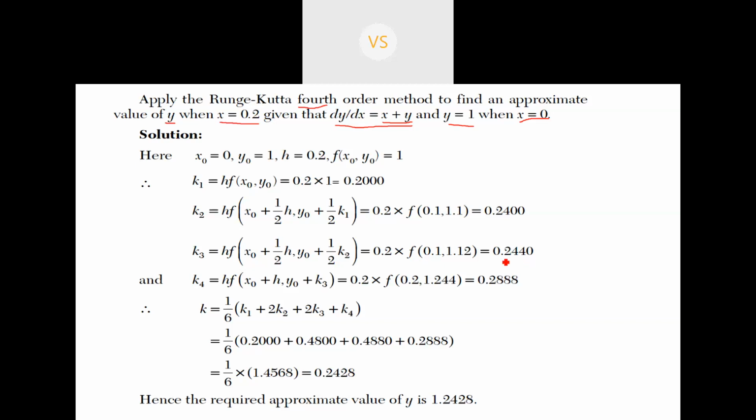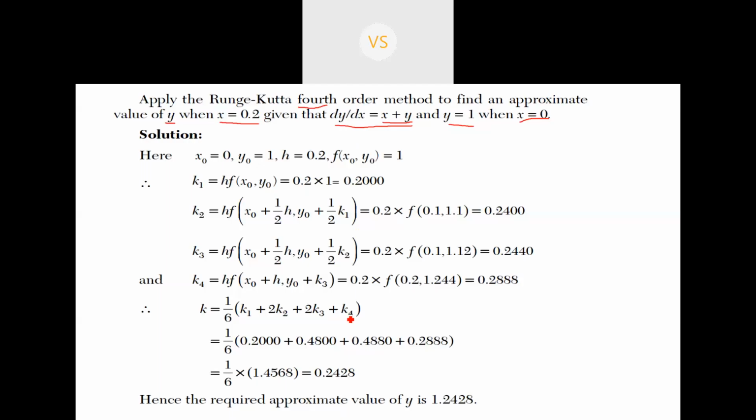Then we are finding out the value of k4. So k4 is just what? H into f(x0 plus h, y0 plus k3). So which is nothing but 0.2 into f(0.2, 1.24). So this is the x value, this is the y value. So the answer you are getting is 0.288.